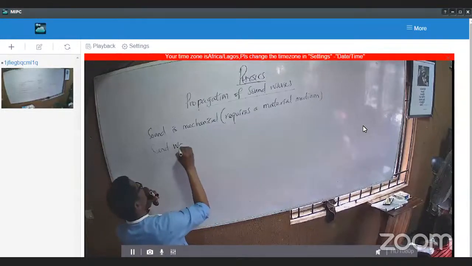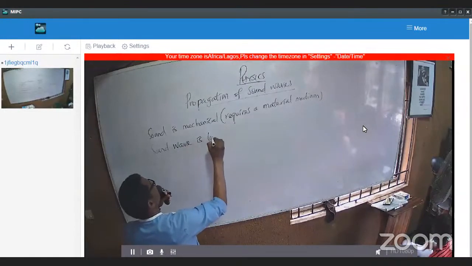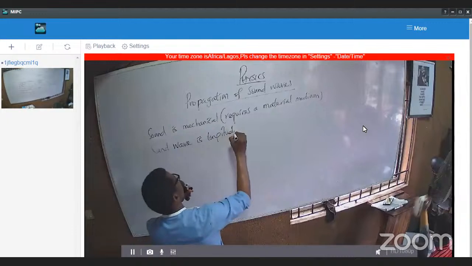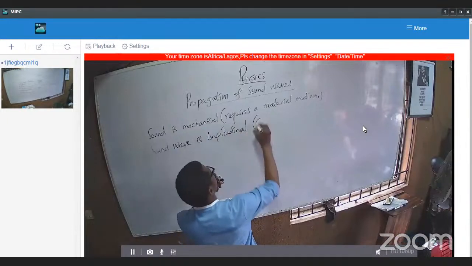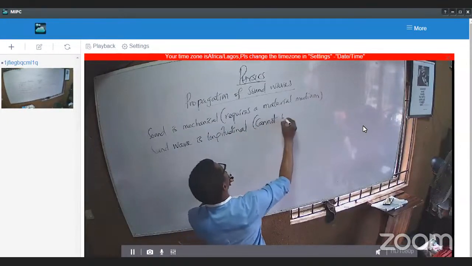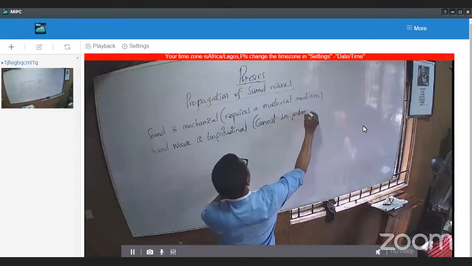Sound wave is longitudinal. That means it cannot be polarized. You can't polarize a sound wave.